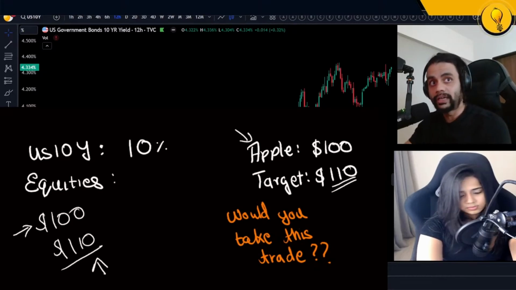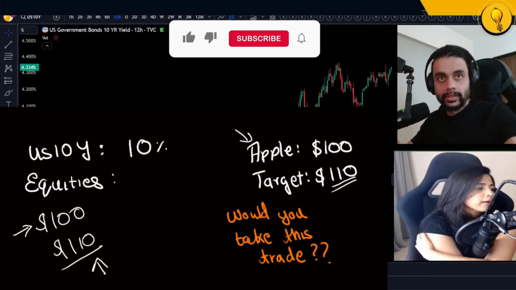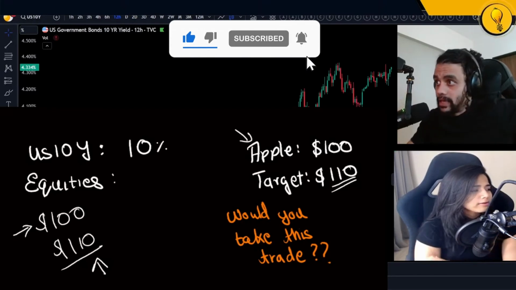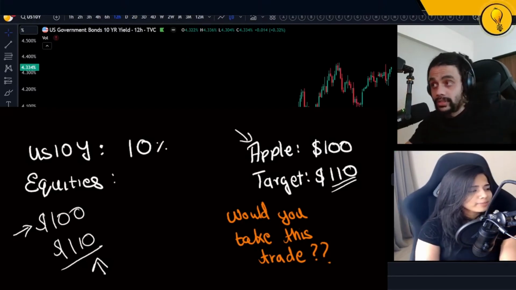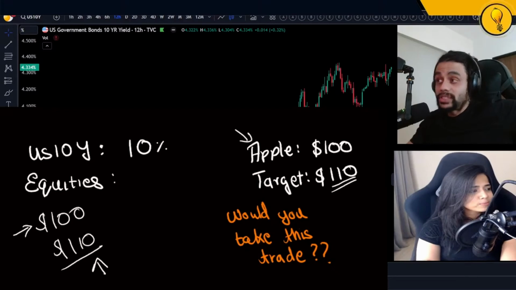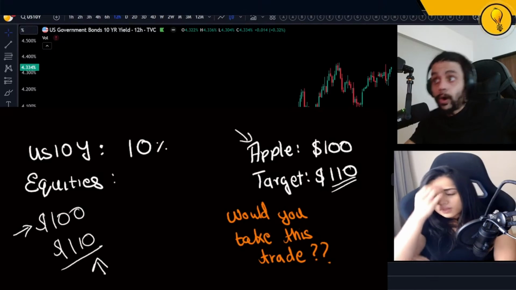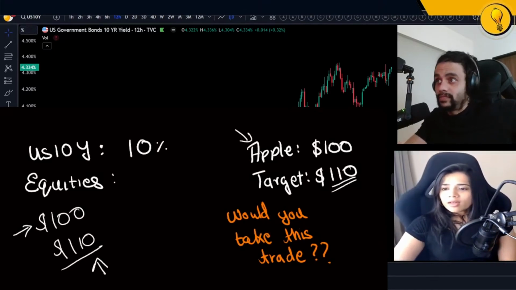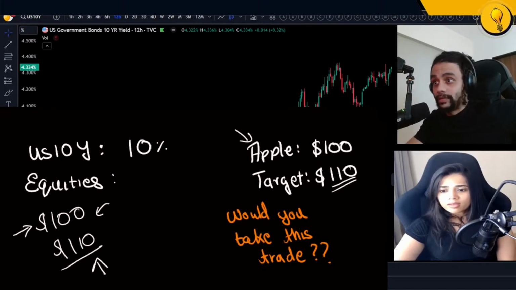What do you buy, Kusha? Buy Apple or buy a bond for $110? Yeah. So you could buy Apple, currently sitting at $100. You have a target for Apple reaching $110. Or you could go out and buy a bond that is giving you 10%. And if it's giving you 10%, it means you're going to get $10 on top of the $100. So by the end of the year, you're going to have $110 to show for it, right?